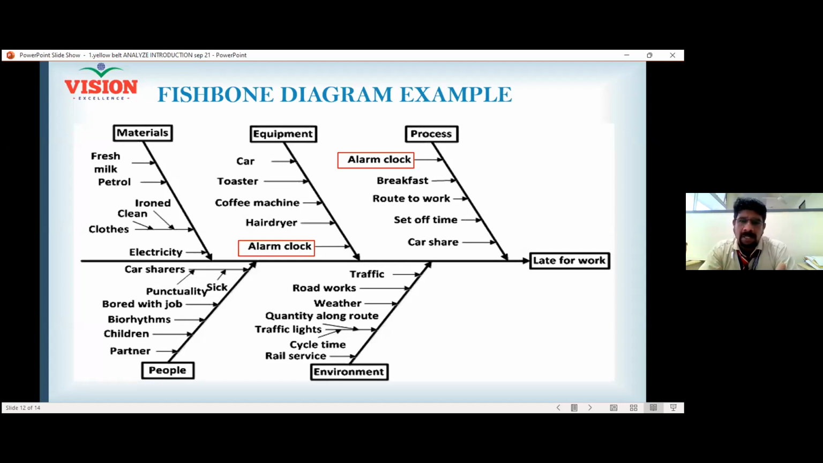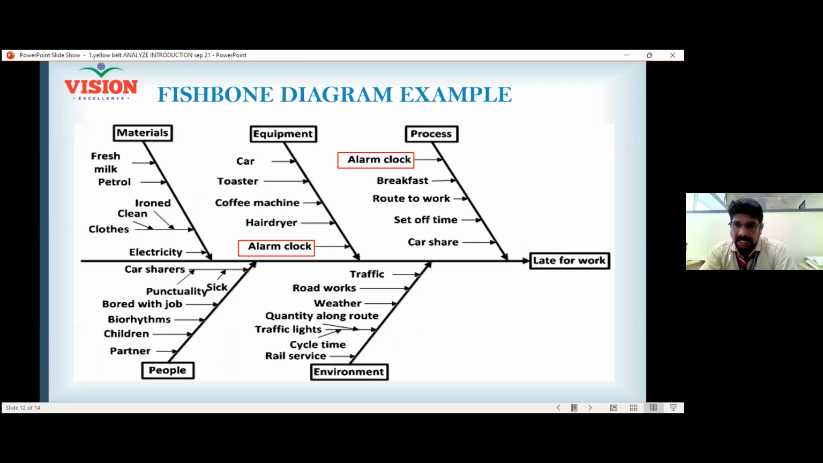It happens normally. This alarm clock comes under the process and the equipment. So the same possible cause may be repeated under the process and under the equipment. There is a possibility, so you can allow that. This cause and effect diagram will help you identify the possible X factors, and also the main possible X factor which may be a reason for the problem. So this fishbone diagram is a graphical representation for easy understanding of all the possible X factors which may create that particular problem.